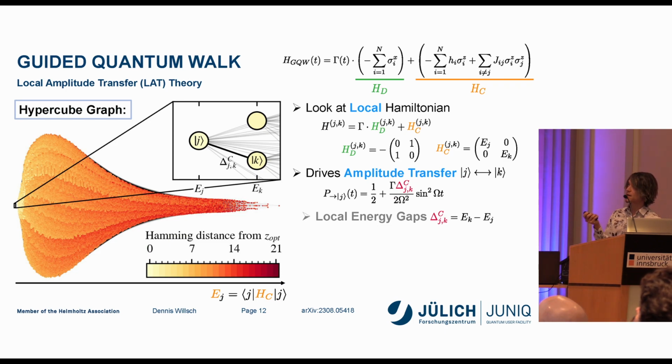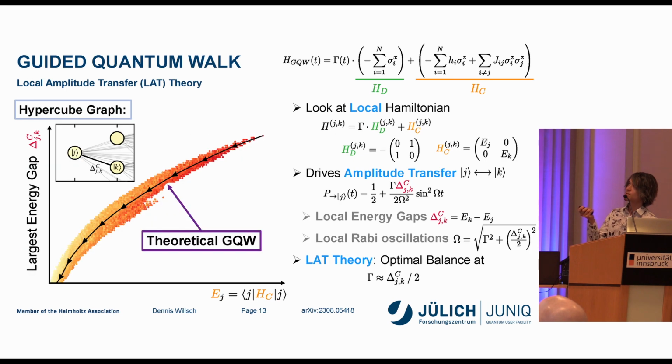And we call this the hypercube graph. It's not a new thing, and quantum walk was discussed in this context. And then we have a color encoding which shows the Hamming distance towards the ground state. So this is sort of the generic thing for all the kind of optimization problems that I showed in the beginning. So, okay, given this hypercube graph, what does the guided quantum walk now do?